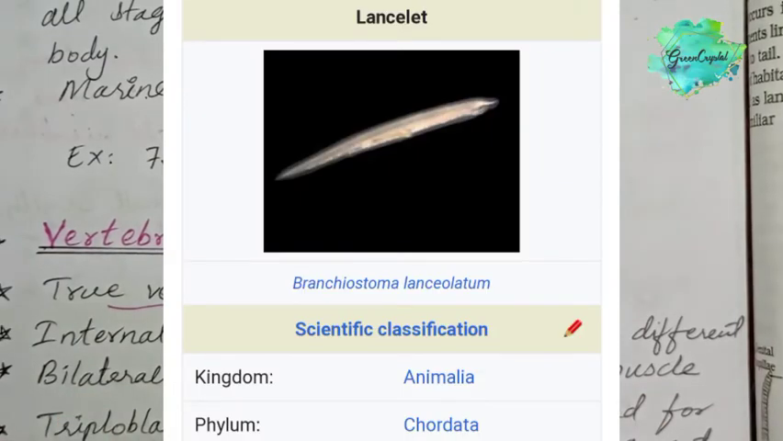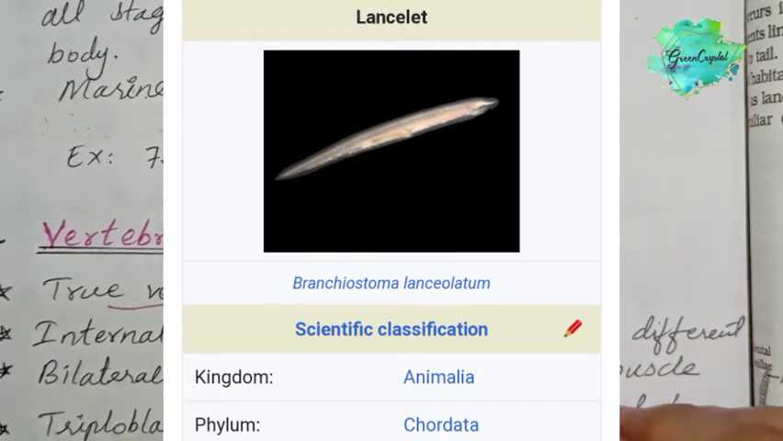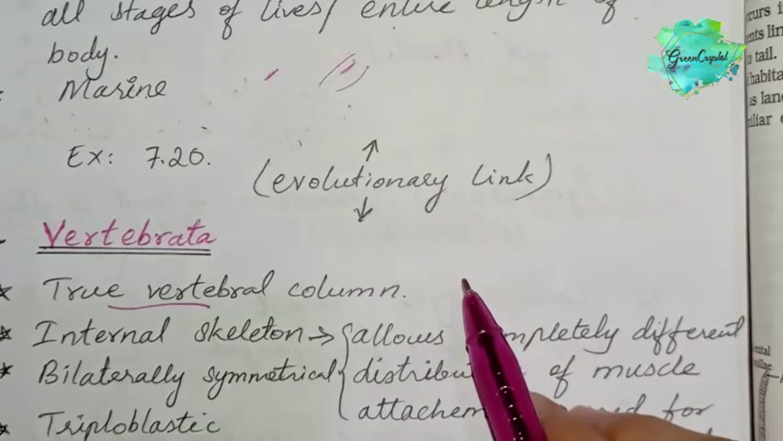The next one is Amphioxus. These are also called lancelets, small marine animals found in the coastal waters in the warmer parts of the world.